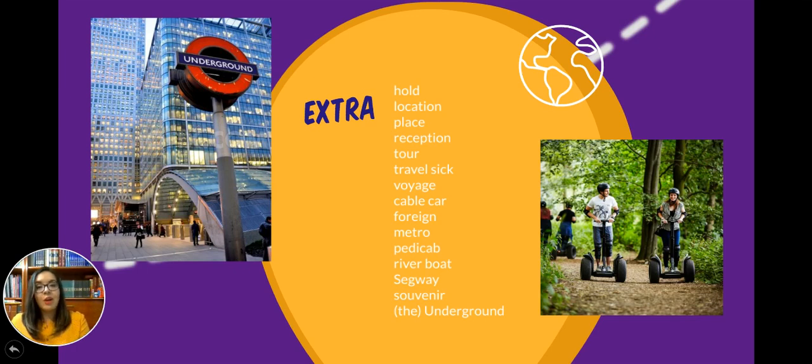Another one is the underground. The underground is the subway, okay, and the underground is in London. So you can say underground or subway, but remember that we have British English and American English. So in British English, if you refer to the metro, we could say underground instead of subway.